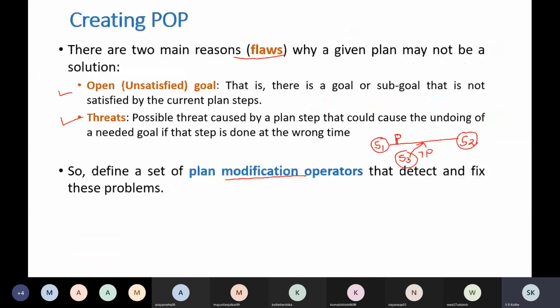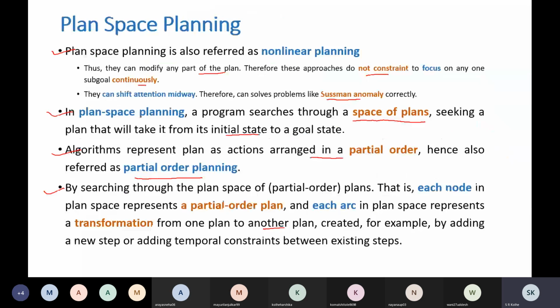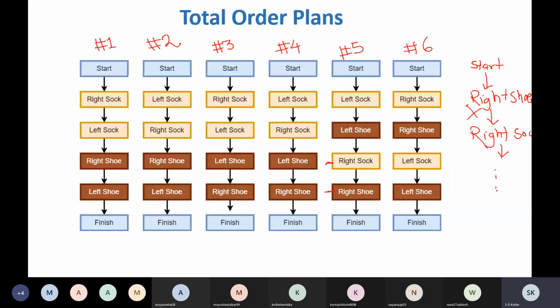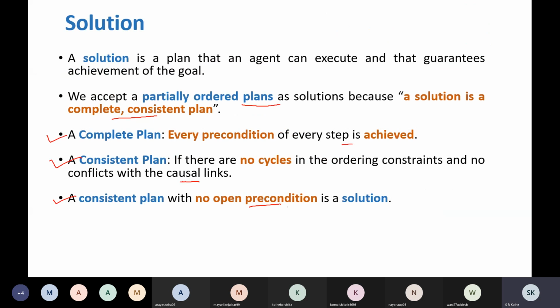Already I have told you. We'll start with start and finish. Two states, start state and finish state. Also I told you finish state has the goal state as its precondition. Start state will not have any precondition, it will have effect. So your start state is given to you. Finish state, that means goal state, is also given to you.